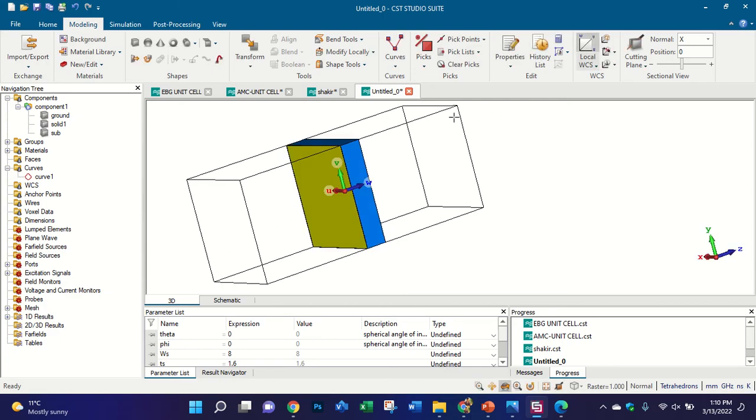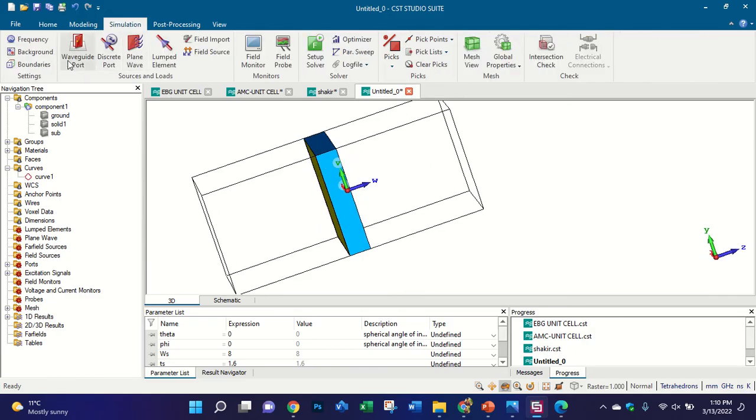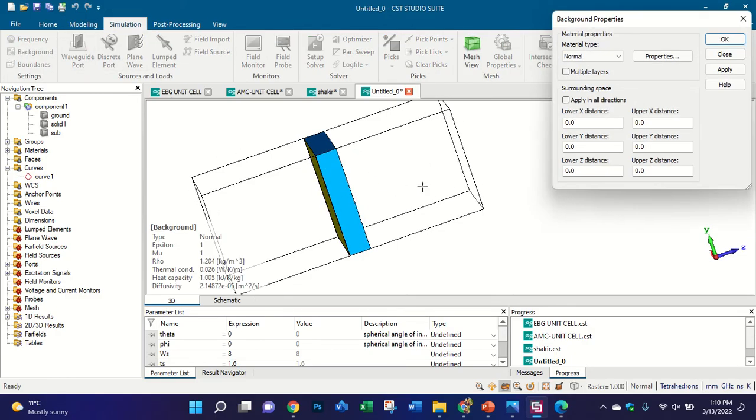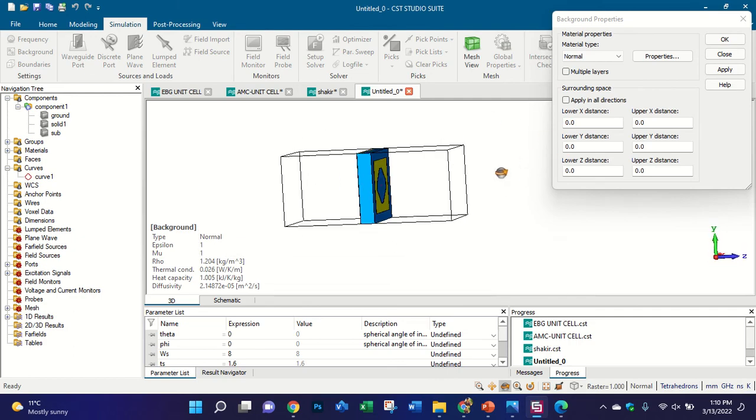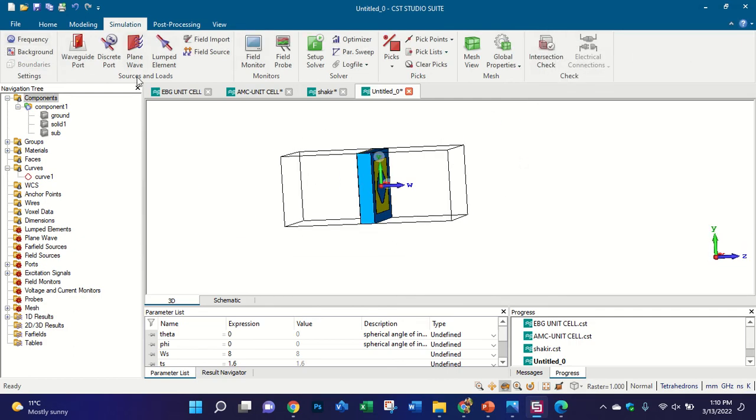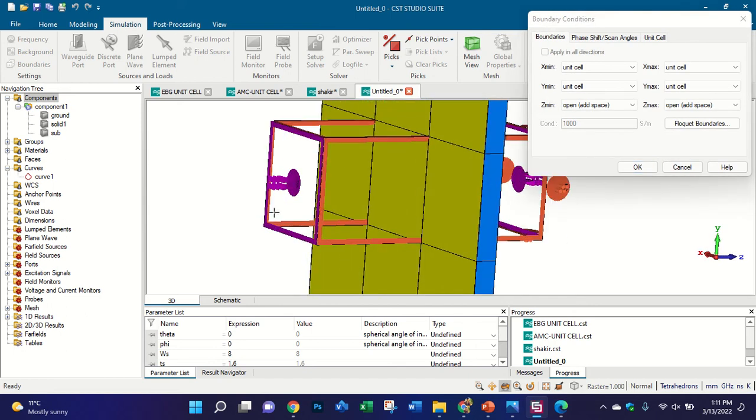As I told you, if you are using the full ground plane, then this position will be useless if you assign a port here. So we need to remove this one. How can we remove it? First we need to go to the simulation. We need to check the boundary, the background. Let me check the boundaries. So we do not need this one.